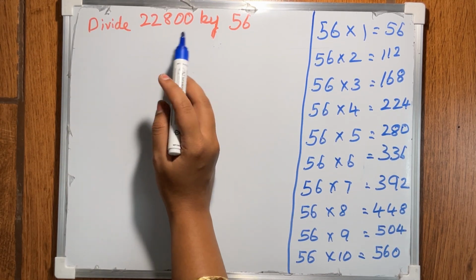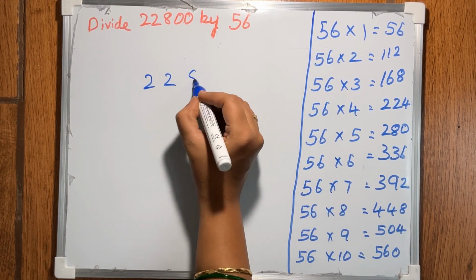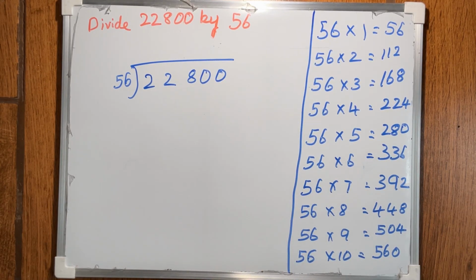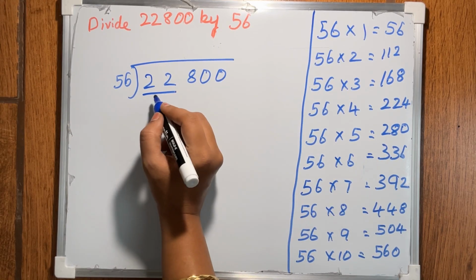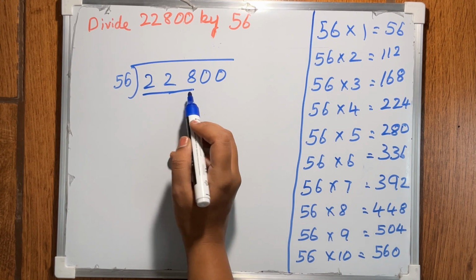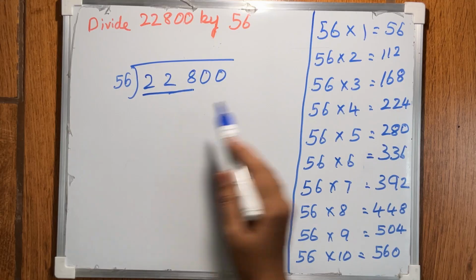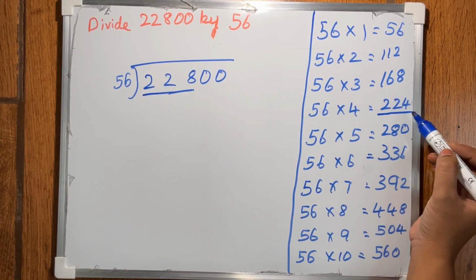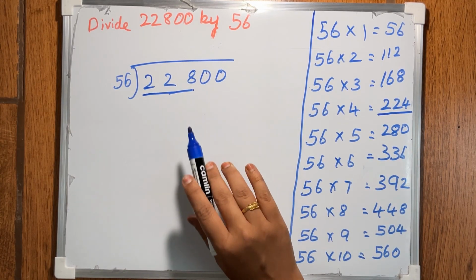Divide 22,800 by 56. Okay, let's write the problem. 22,800 divided by 56. Okay, let's start dividing with 2 digits. Can we divide 22 by 56? No, 22 is lesser than 56. So let's take 3 digits. It becomes 228. Let's check where 228 comes in the 56 tables. 228. Okay, let's stop here. Let's take 224 because the next number 280 is greater than 228, which cannot be divided.